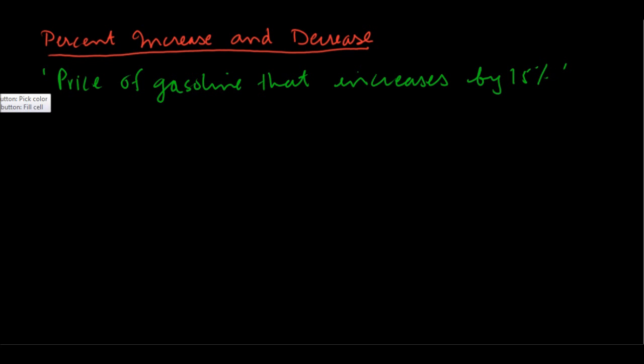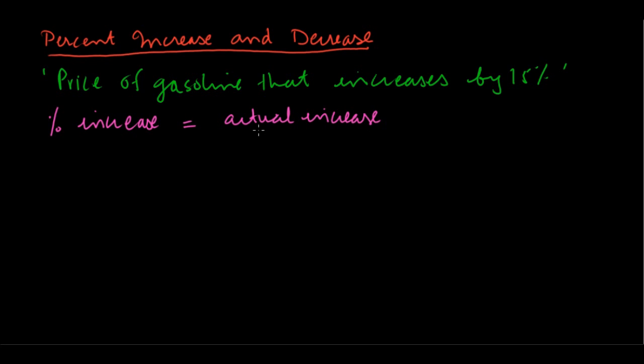So the simple formula for increases and decreases in percent terms. So for increase, percent increase, what you do is you take the actual increase and you divide it by the original amount, and to get percent you times it by 100.